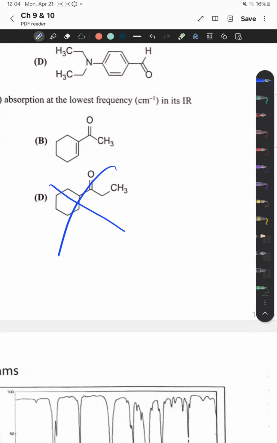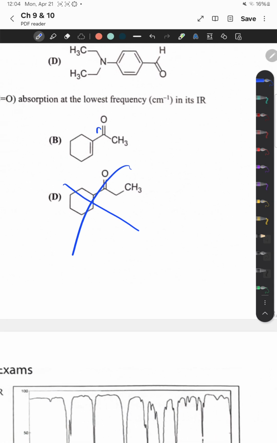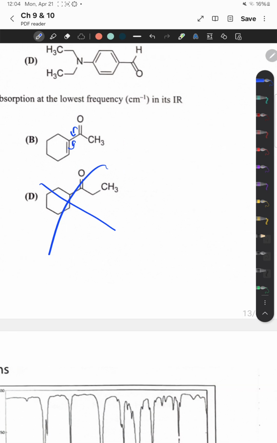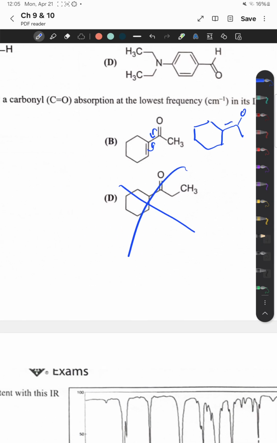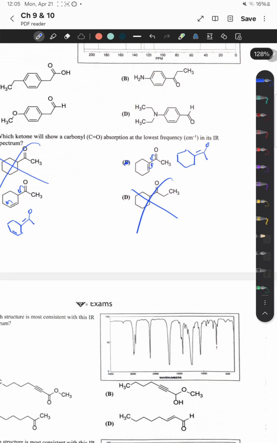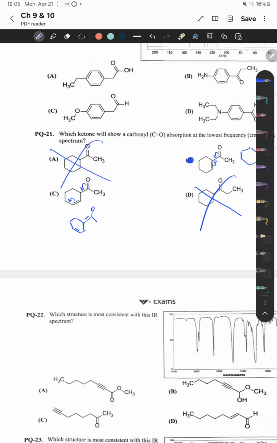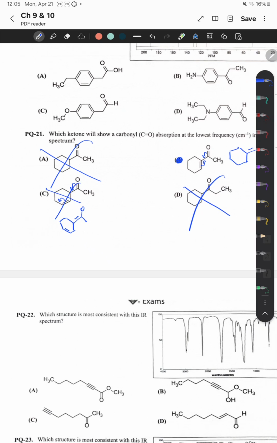Let's redraw B, where we do resonance over here, and we could also do the resonance over there as well. Now we've reduced the amount of double bonds present, so this will require the least amount of energy, meaning that it'll be the lowest frequency. So B has lower energy than C, which is why B is our answer.